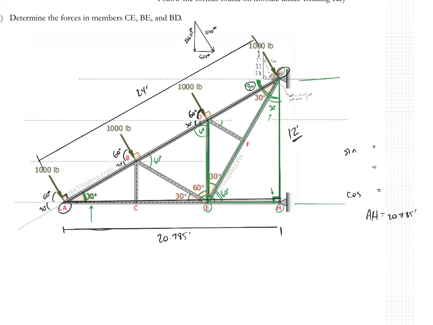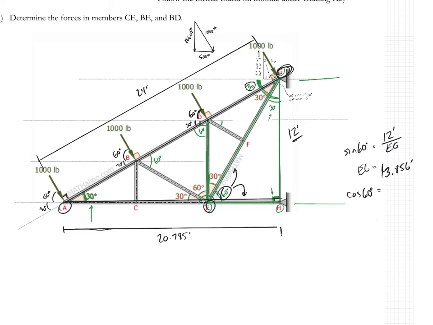Okay, and let's just erase all this business, right? So we're going to use a sine and a cosine. Relative to this 60 degree angle right here, sine of 60, cosine of 60. The sine of 60 is the opposite, 12, over the hypotenuse, which is EG. So EG equals 12 divided by the sine of 60, which is 13.856 feet.